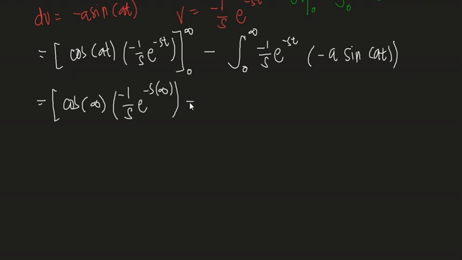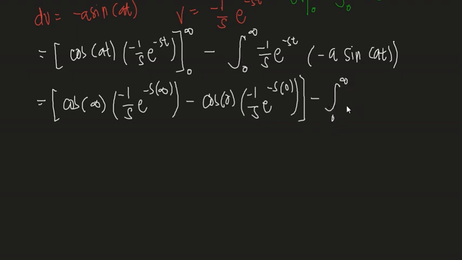So we are going to substitute sa aton nga lower limit. So this is equal to cosine a times 0 will be equal to 0 multiplied by negative 1 all over s e raised to negative s multiplied by 0. So this is now aton nga unang equation. And then let us copy lang danay sa aton nga second equation. So we have from 0 to infinity of your negative 1 all over s e raised to negative st multiplied by negative a sine at.